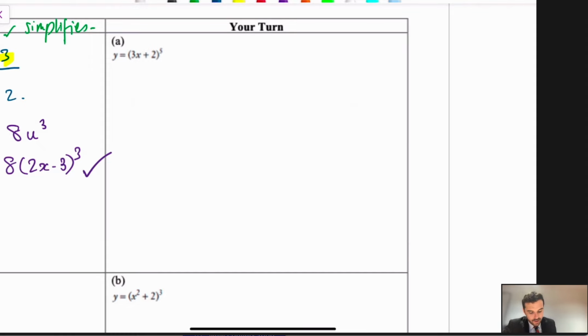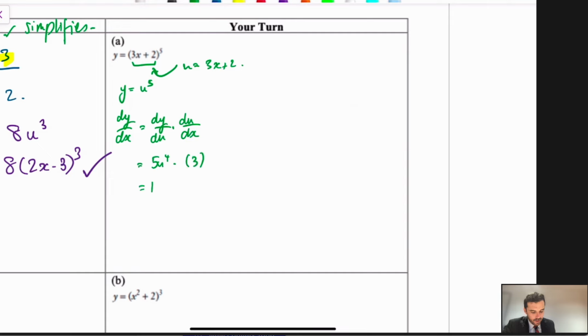Okay, we're going to go through the answers here. First step, you should say u is equal to 3x plus 2, y is equal to u to the 5. Now we want to differentiate in terms of x. dy by du is going to be 5u to the 4 times by du by dx, which is just simply 3. 15u to the 4, sub in our original value of u. There's our answer.